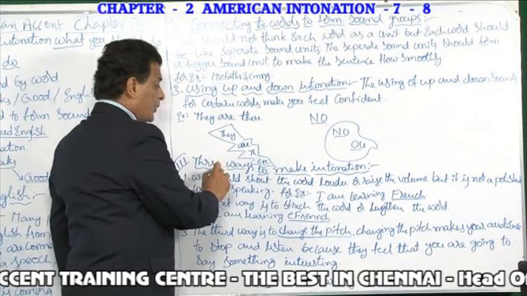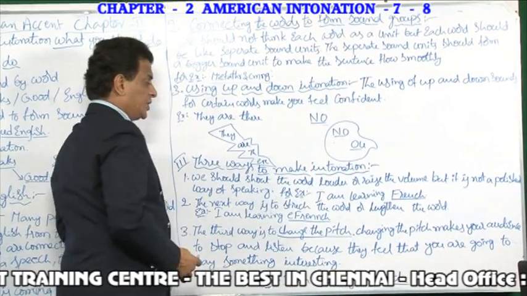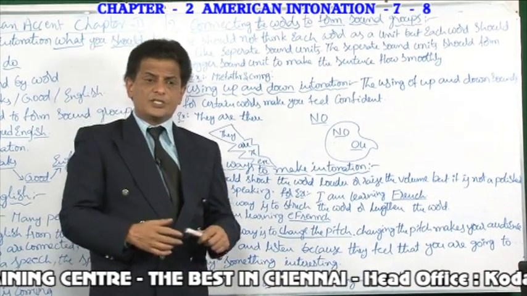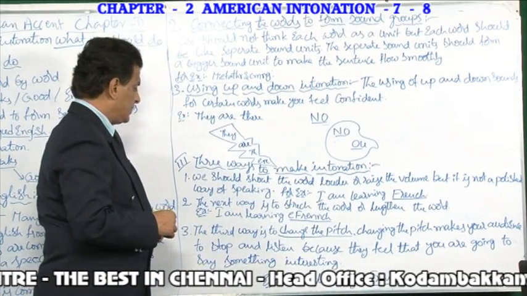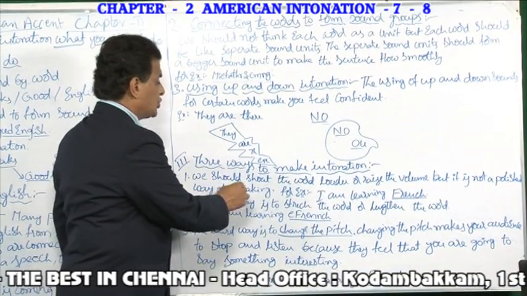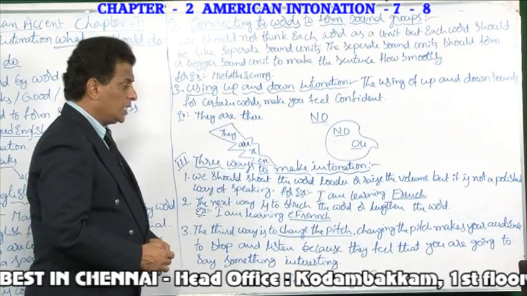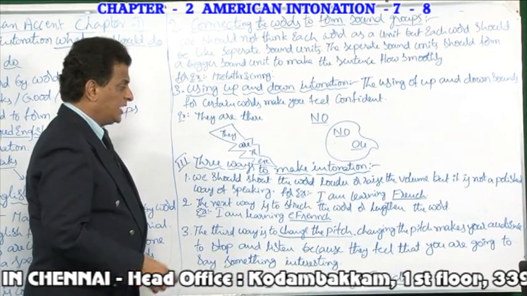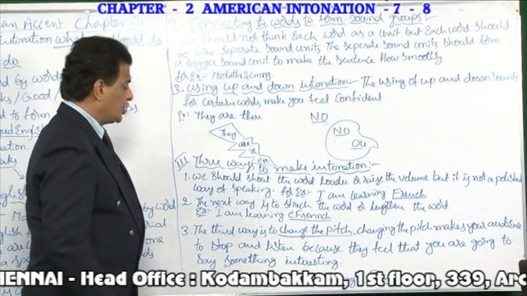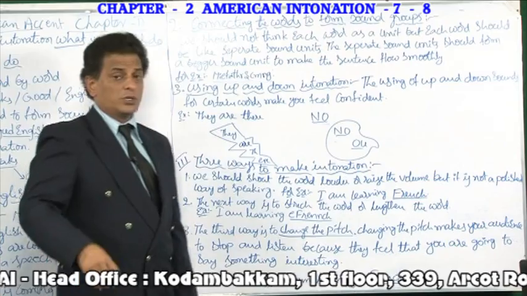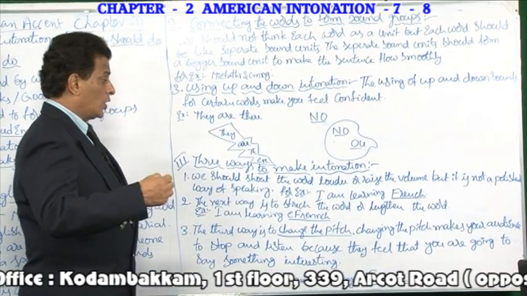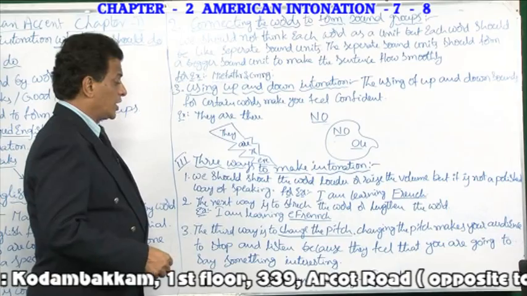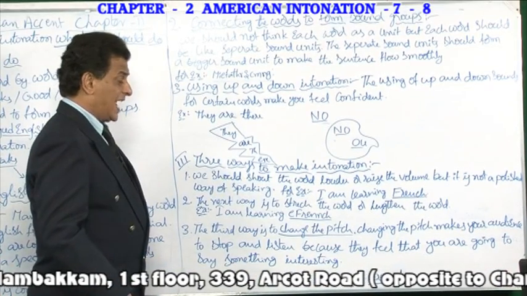Now, 3 ways to make intonation. Intonation means, as you have seen, the speech music. How to do it? 3 ways. We can shout the word louder or raise the volume, but it is not a polished way of speaking. You cannot keep on speaking so loudly. It is so mechanical, or it is not polished. It's not nice to say, I'm learning French.